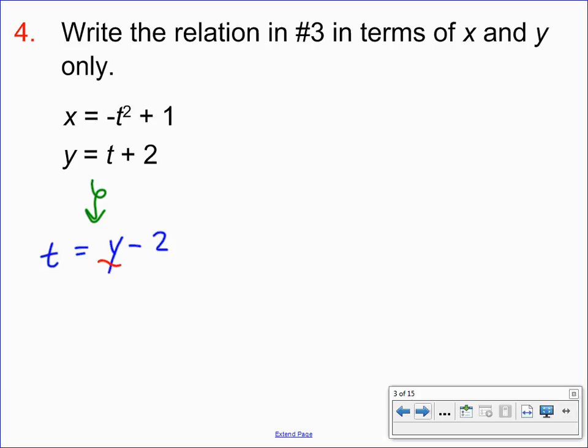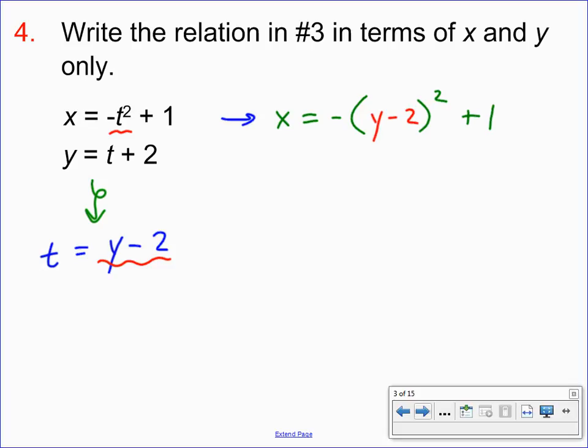And if t equals y minus 2, I can now replace that in my x equation, everywhere I see the t, to rewrite a relation in terms of x and y components. So I'll go to that first equation, x equals, and I'll rewrite it. x equals opposite of t squared plus 1, except everywhere I see t, I won't put t, I'll put y minus 2.